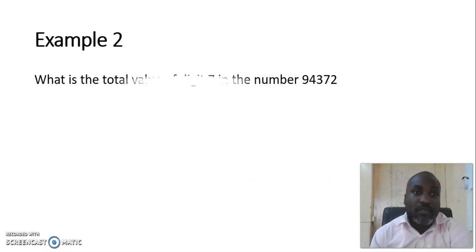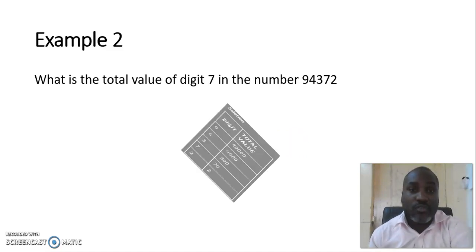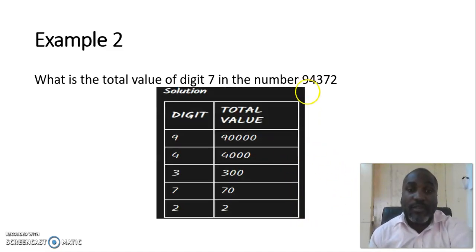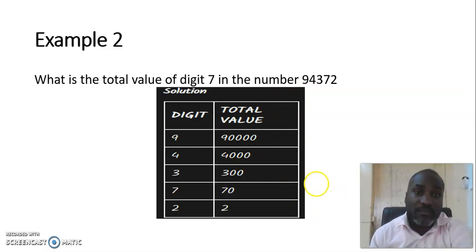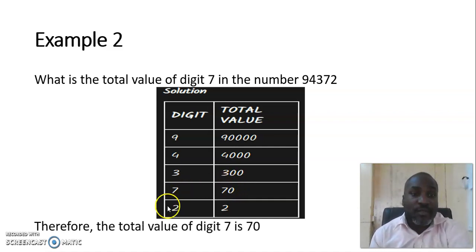Example number 2 is: what is the total value of the digit 7 in the number 94,372? We have a table again, which has 2 columns. The first column is the digit, where we have the digits that we have in our example, and the next column has the total values. So 7 is here, and the total value there is 70. Therefore, the total value of digit 7 is 70.